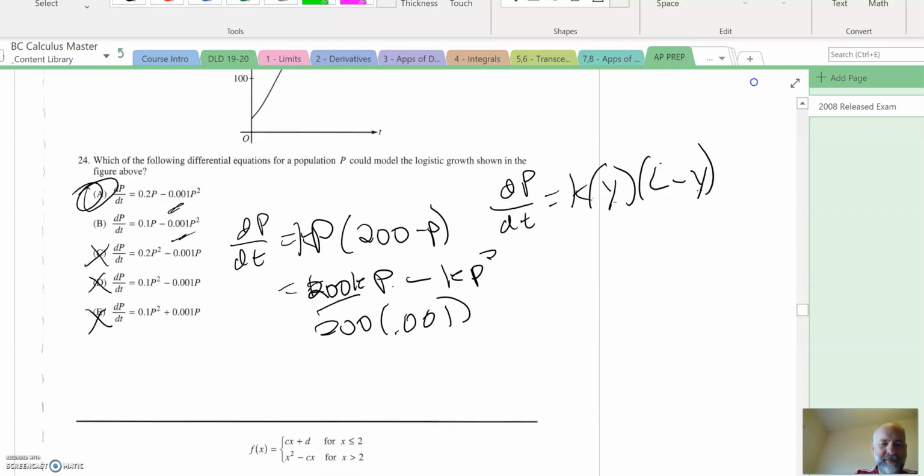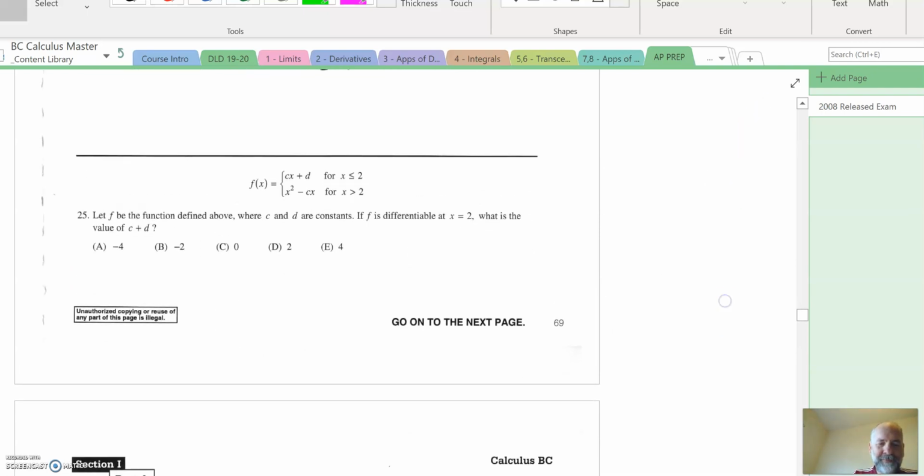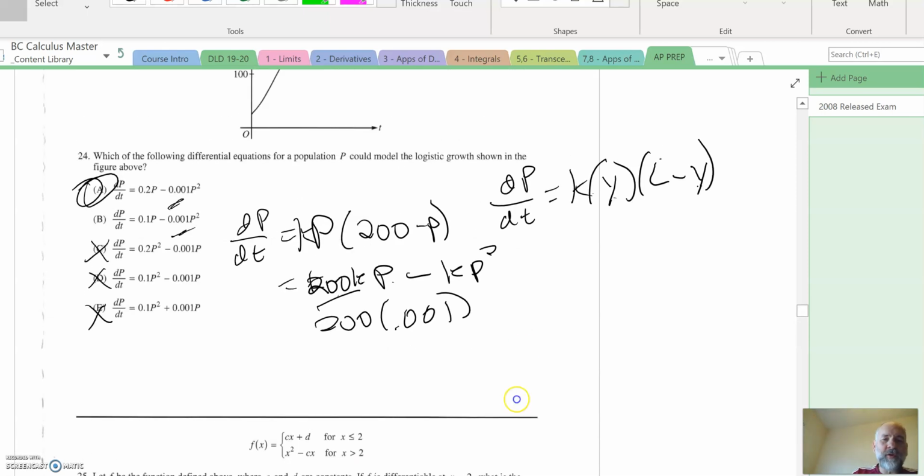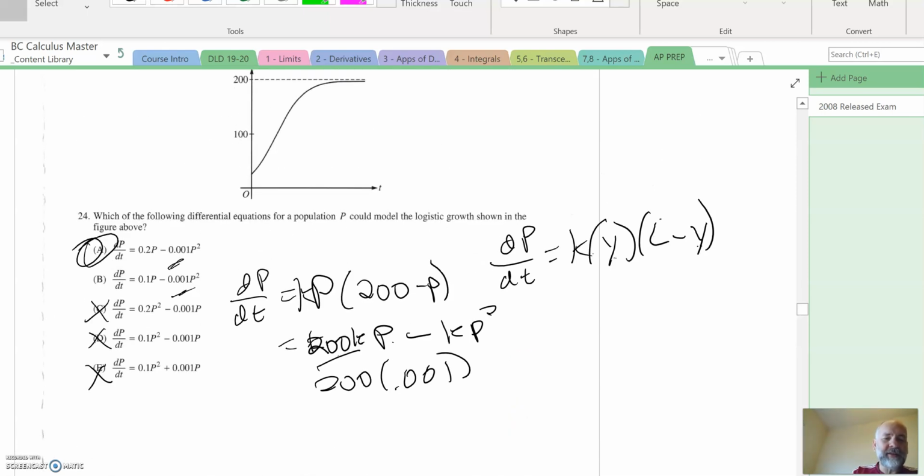I'm going to look at 25 and see if I can answer it in a minute and a half. I might, but I don't want to give it a shot. So let's take a look at the answers. I'm going to pause it, look at the answers, and tell you if I need to change anything.